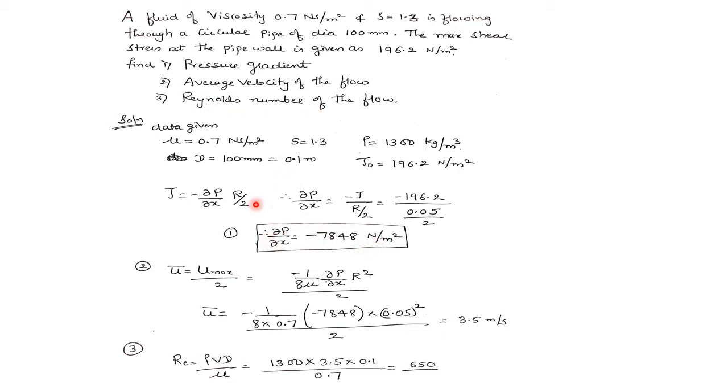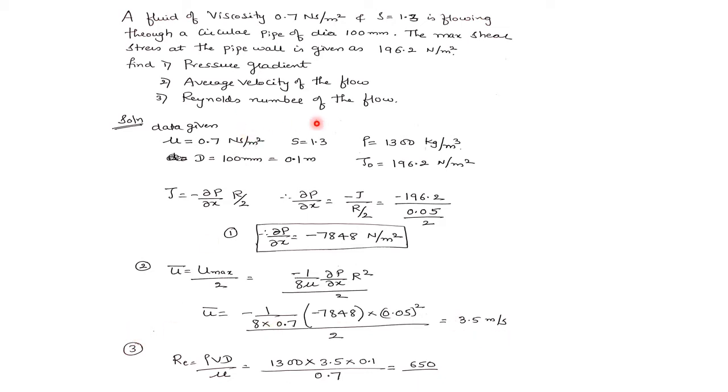So next, the average velocity of the flow. We know that for flow through circular pipes, the average velocity is given by half of the maximum velocity. The maximum velocity is given by the formula minus 1 upon 8 mu dou p upon dou x into R square divided by 2. So minus 1 upon 8 mu, already he has given 0.7. Dou p upon dou x we have already calculated as minus 7848. R is half of the diameter, 0.05, whole bracket square, divided by 2. So the average velocity is 3.5 meters per second.